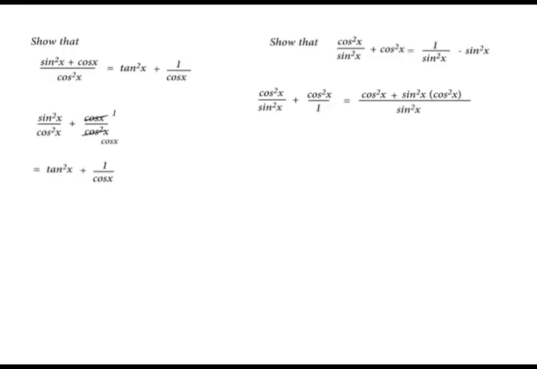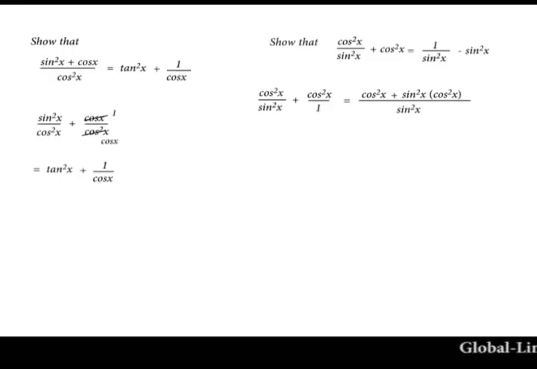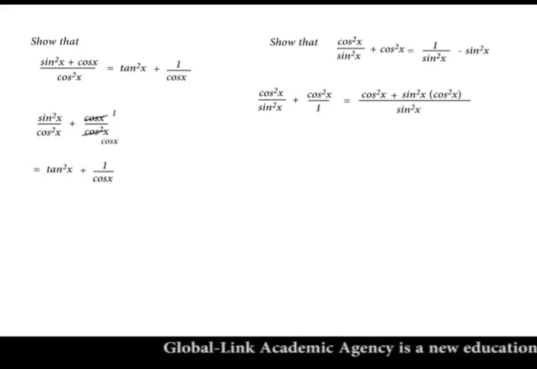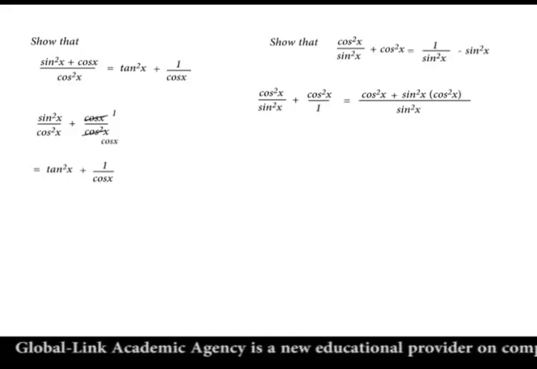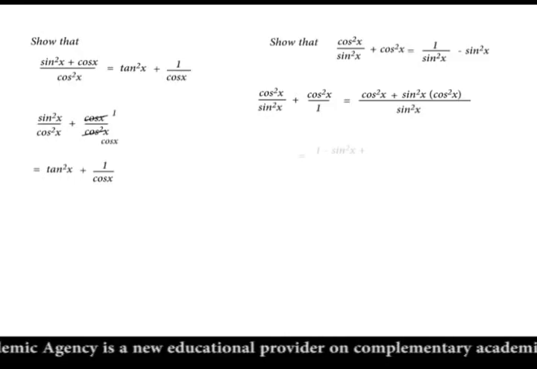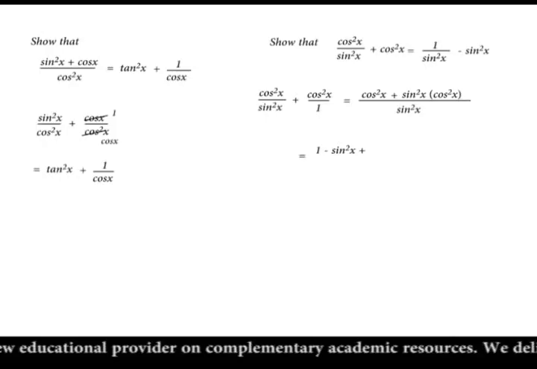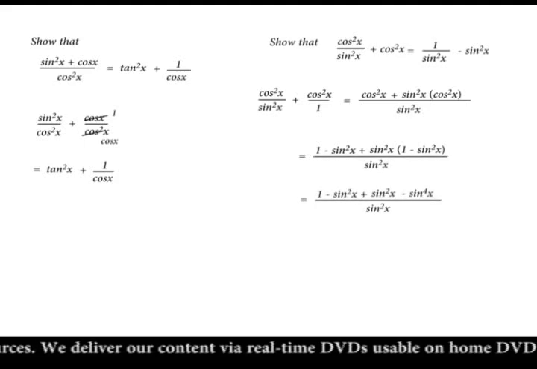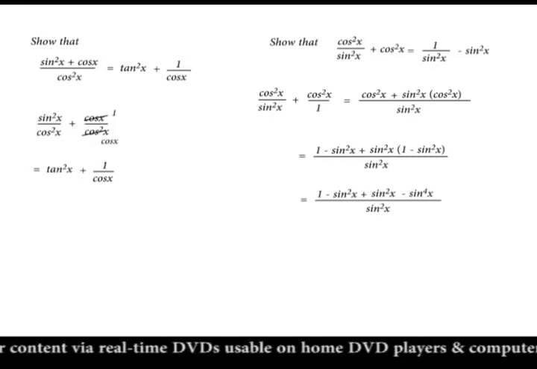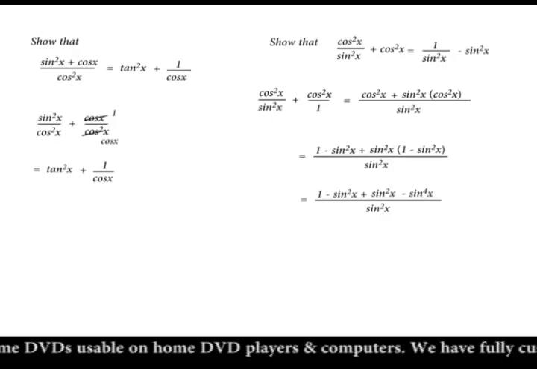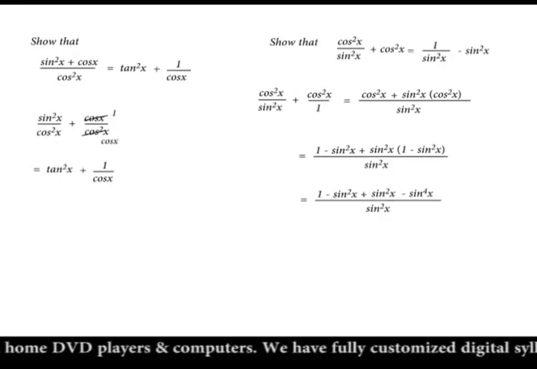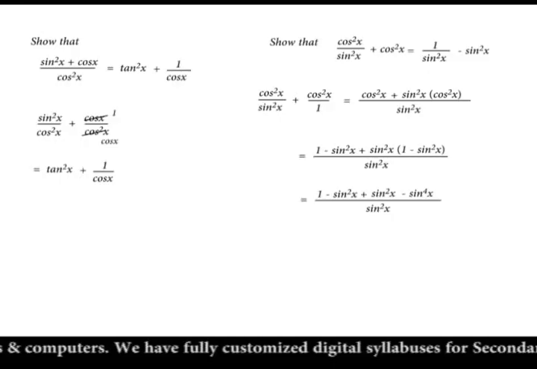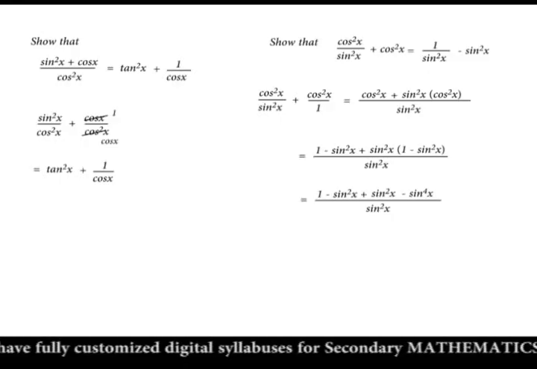But then we know that sin²x is equal to 1 minus cos²x. So we substitute cos²x with 1 minus sin²x, and we shall have (1 − sin²x + sin²x(1 − sin²x)), everything over sin²x. Open that bracket, we shall have 1 minus sin²x plus sin²x minus sin⁴x, everything over sin²x.